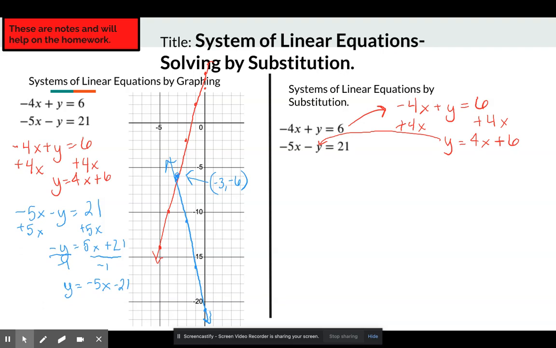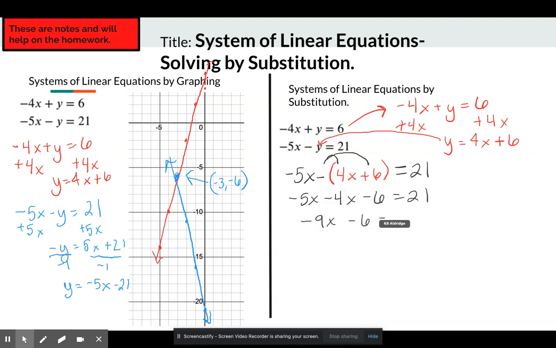I have negative 5x minus all of y. So I need to subtract all of y. And then that equals 21. All right, now what I'm going to do is distribute my negative. So I have negative 5x minus 4x minus 6 equals 21. Solve like normal, negative 9x minus 6 equals 21. Add 6, negative 9x equals 27. Divide by negative 9 on both sides, x equals negative 3.